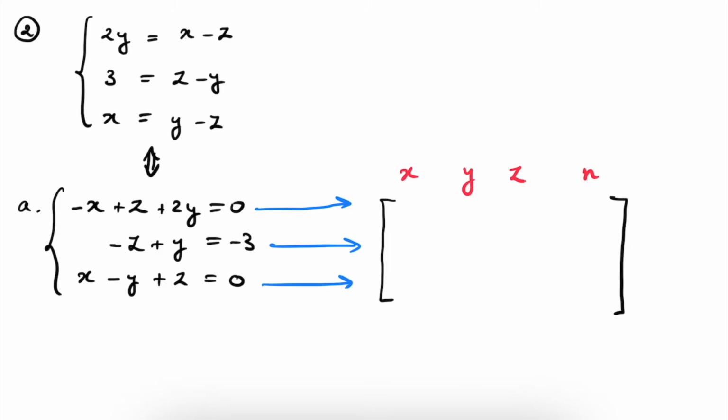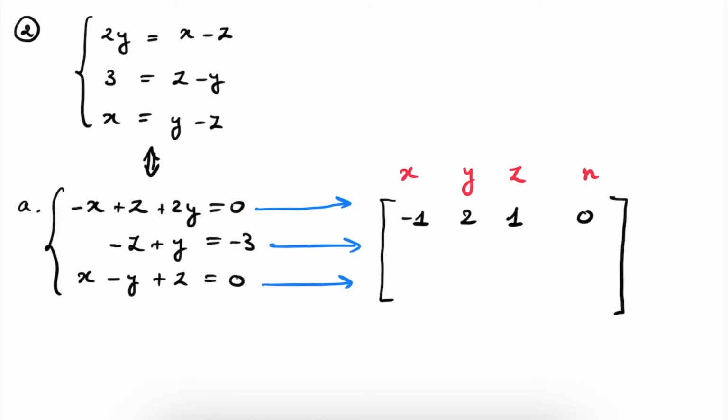We see that for the first row, we have for the x component minus 1. So we simply write minus 1. For y, we have a 2. So that becomes a 2. And for z, it becomes a 1 because we just have plus z. And for the coefficient without any x, y, or z, we have simply 0.